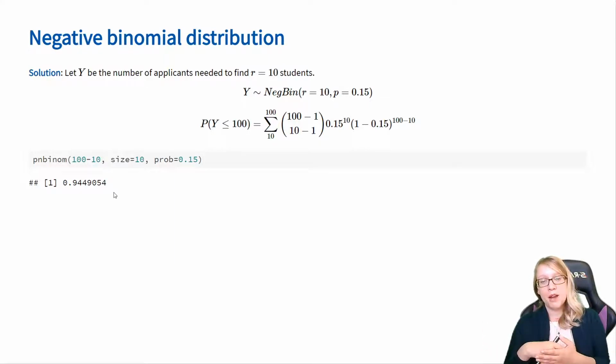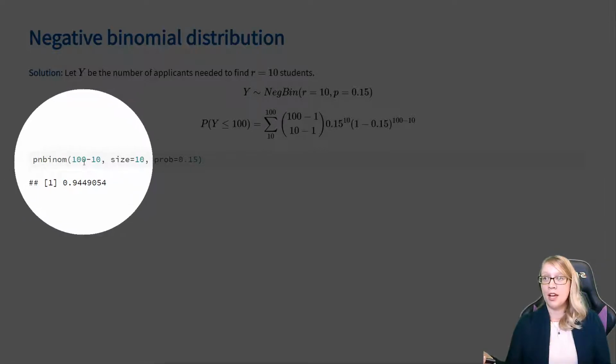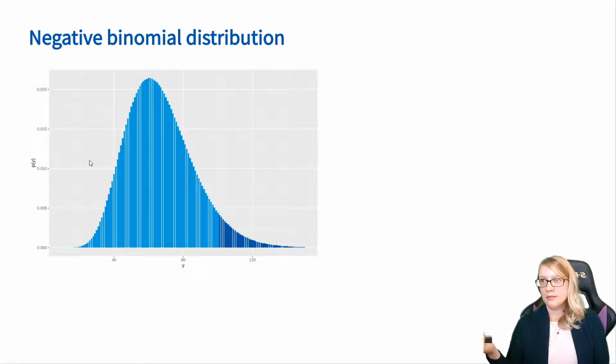So we want to find the probability that it takes up to 100 observations or 100 applicants to find 10 successes. Because we've parameterized things differently, our first argument is the target number of trials, 100, minus the target number of successes, 10. Size is 10, that's the number of successes r, prob is 0.5. There's about a 95% probability that we will find 10 students in 100 applications or less.